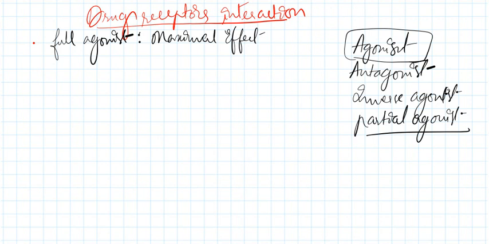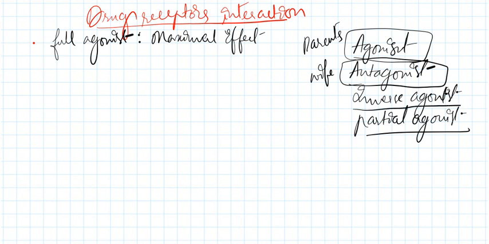What is an antagonist? Wife. Parents are the agonist, wife is the antagonist. Why is the wife the antagonist? Because she always obstructs your action. She gives resistance to your action. So it is antagonist.